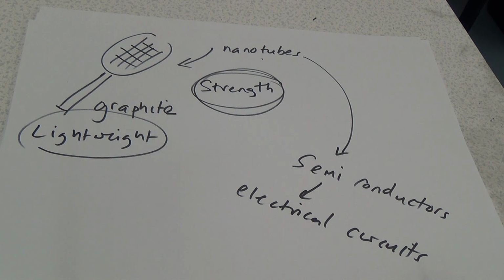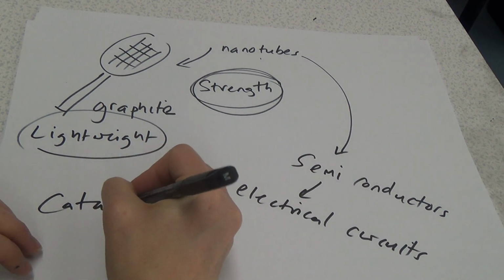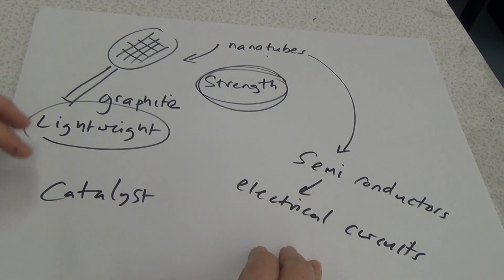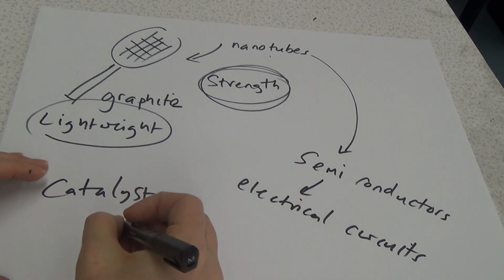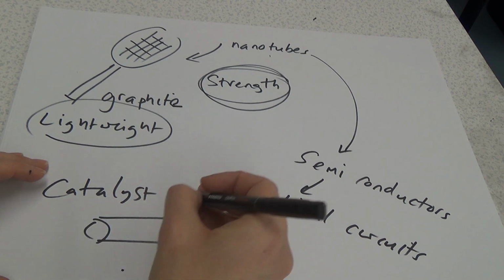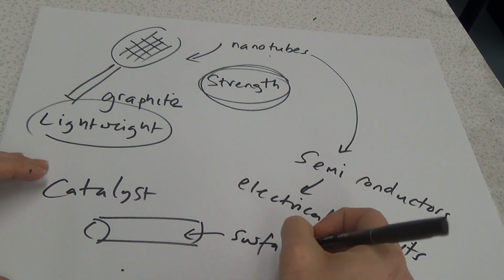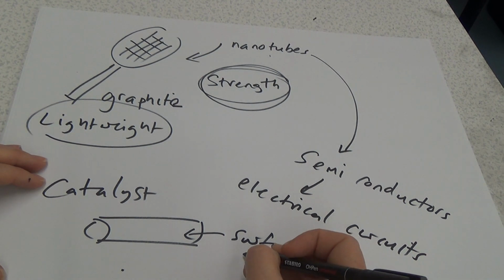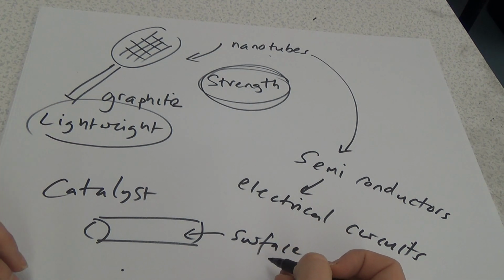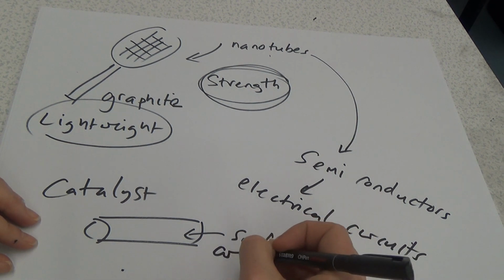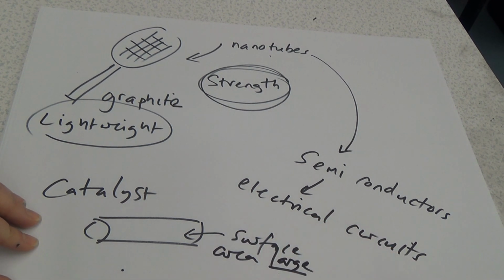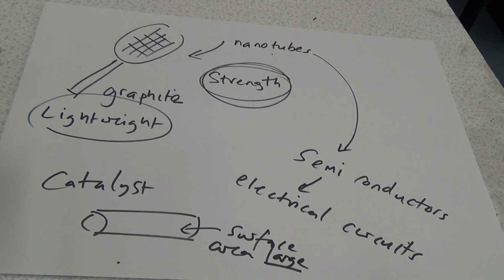Another use would be as a catalyst. Now, they're technically not actually used as a catalyst, but what they are used as is a surface for the catalyst to stick to. Now, the good thing about a nanotube is the fact that the surface area is very, very large. And that means you can increase how much catalyst you're using. You can increase the surface area of your catalyst, so your chemical reaction, whatever it happens to be, will speed up.